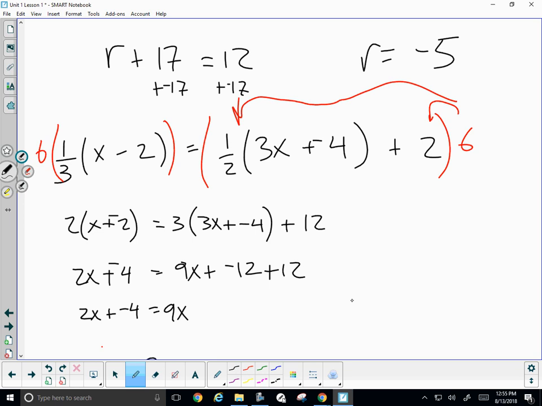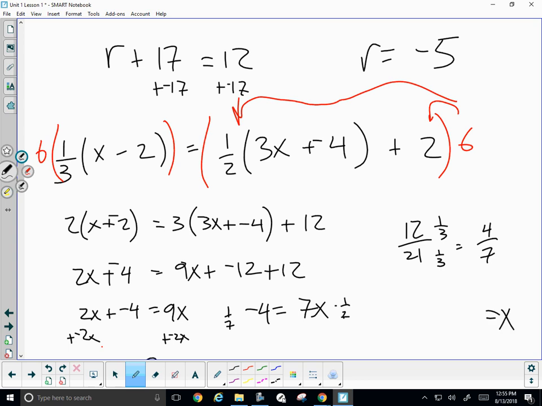I then subtract the 2x. Oh, I had 12 21st, right? I could have divided this by 3 and gotten 4/7. Watch. I add negative 2x to move them onto one side. I get negative 4 is equal to 7x. Divide by 7, or multiply by 1/7. I get x is equal to negative 4/7. I'm sure one of these is negative. All right. So if you do that problem by yourself, make sure you get this as the answer.